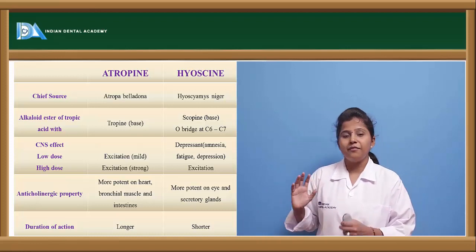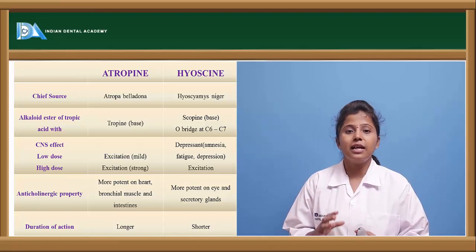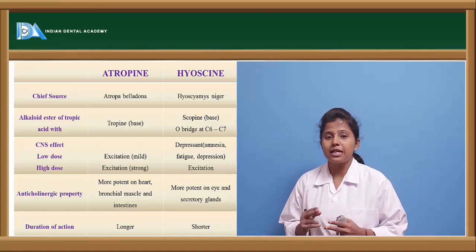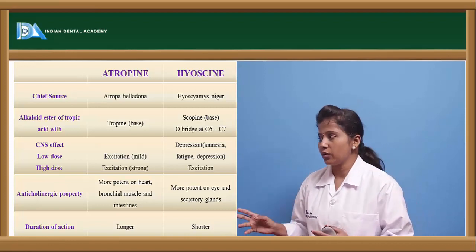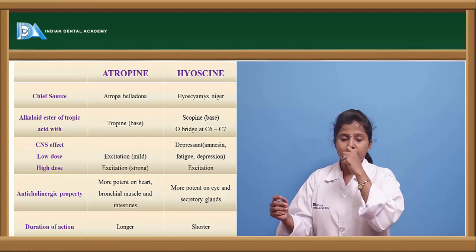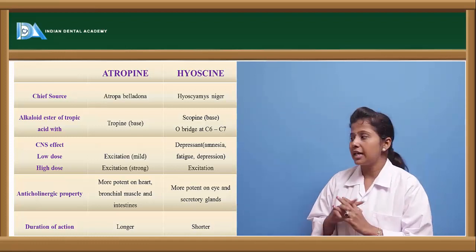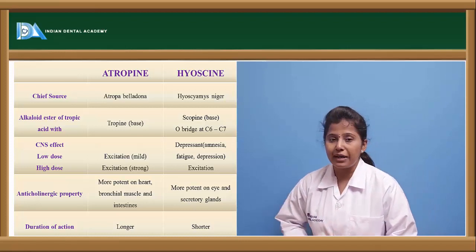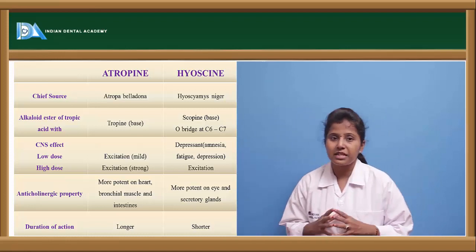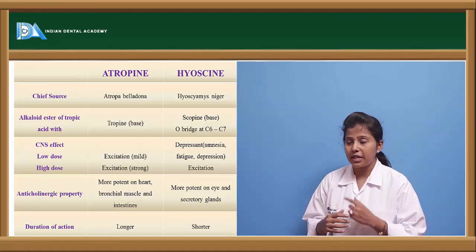Here we are first comparing the natural alkaloids, or the naturally occurring anti-muscarinic drugs. The naturally occurring drugs are atropine and scopolamine, or hyoscine. Hyoscine is also called scopolamine. What are the chief sources? As we said, these are plant sources. Atropine is obtained from the plant Atropa belladonna, and hyoscine is obtained from Hyoscyamus niger. These are the two plant-derived sources of these anti-muscarinic drugs.